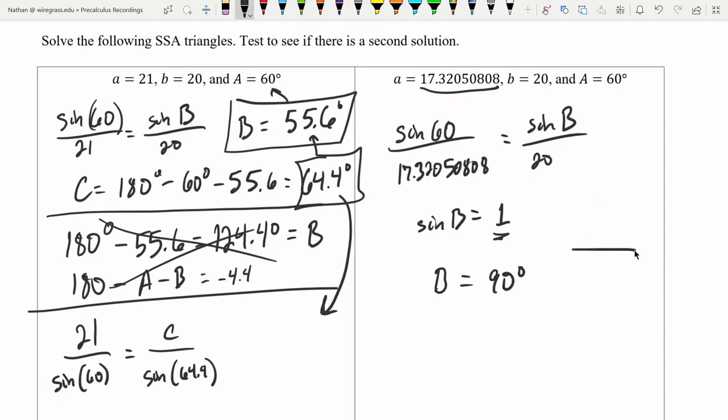Which means actually we don't have to use law of sines. We can just use right triangle trig. So this is 90 degrees. That means the hypotenuse must be 20. If A is 60, then that means opposite that is going to be 17.32050808, which means this one here has to be 30. And this should be 10 because of the 30, 60, 90 triangle. So you can, of course, use law of sines to calculate this thing. It should work. You can also use right triangle trig.